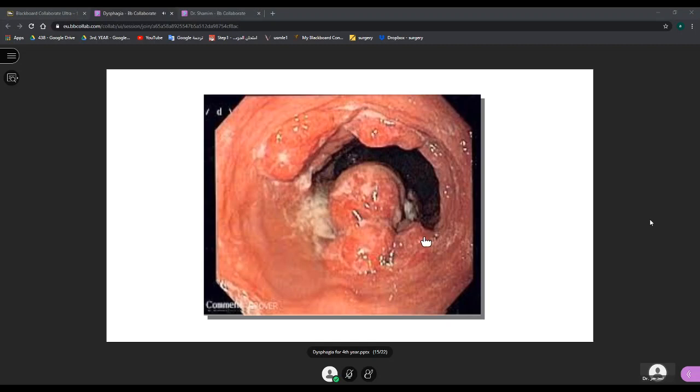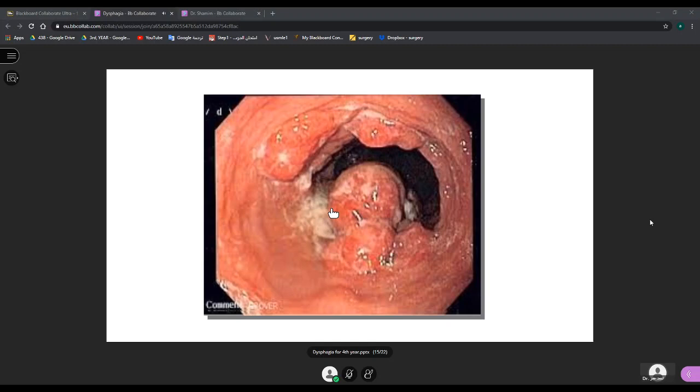Regarding the physical examination of esophageal cancer, actually not many signs can be seen, and this is basically because the esophagus is deeply seated in the chest, so you cannot feel a tumor. However, you can see the features of metastasis. First of all, the patient will appear cachexic, and then you can see features of metastasis like jaundice, for example, due to liver metastasis.